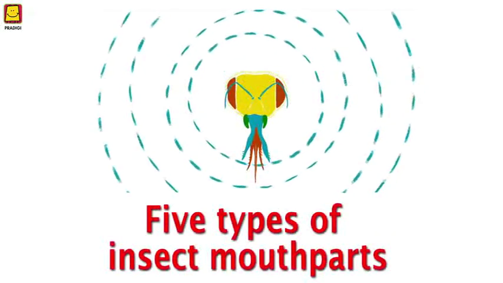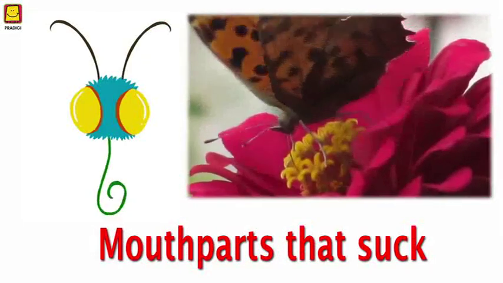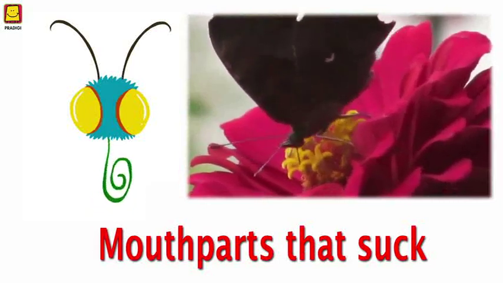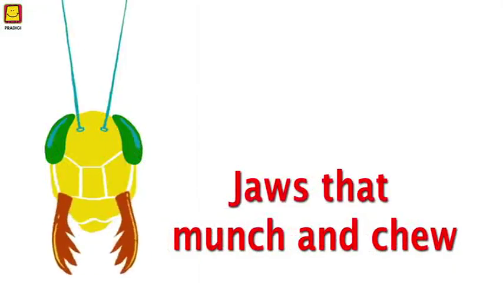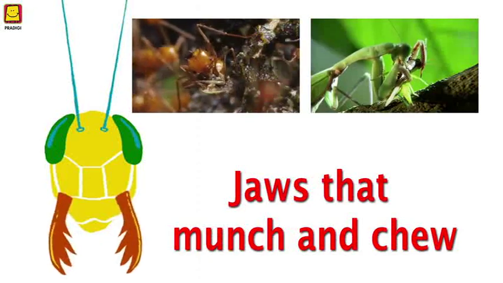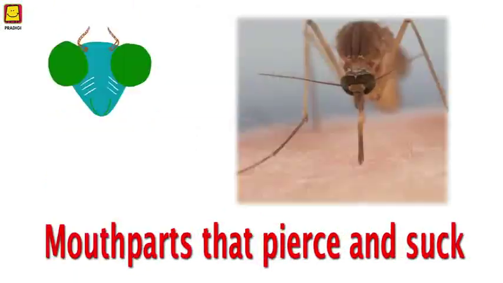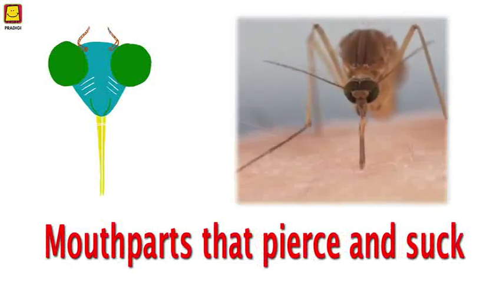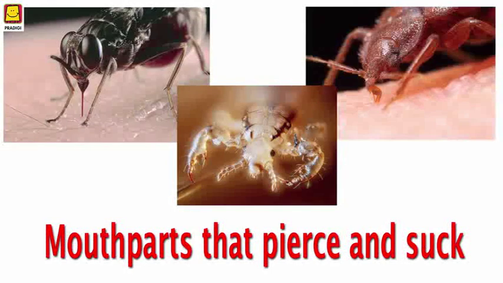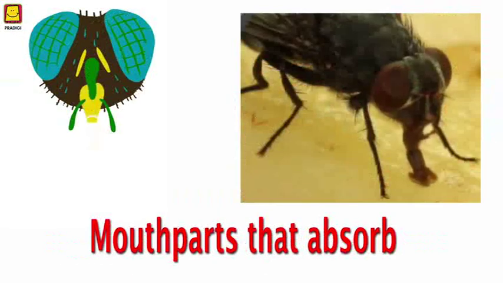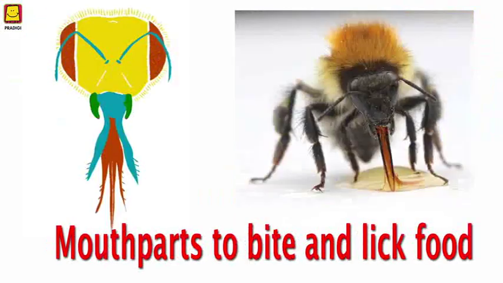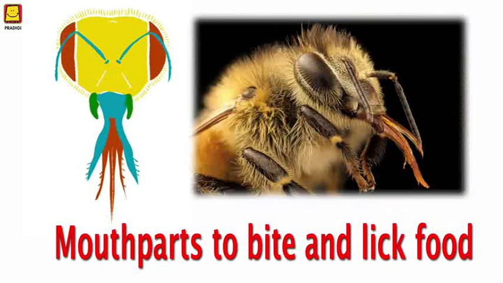Insect mouth parts are of 5 types. First, mouth parts that suck like those of butterflies and wasps. Second, jaws for munching and chewing like the ones in ants and grasshoppers. Third, mouth parts that penetrate such as those in mosquitoes, lice and bedbugs. Fourth, mouth parts that absorb like those in flies. And fifth, mouth parts that bite and lick like the ones found in honeybees.